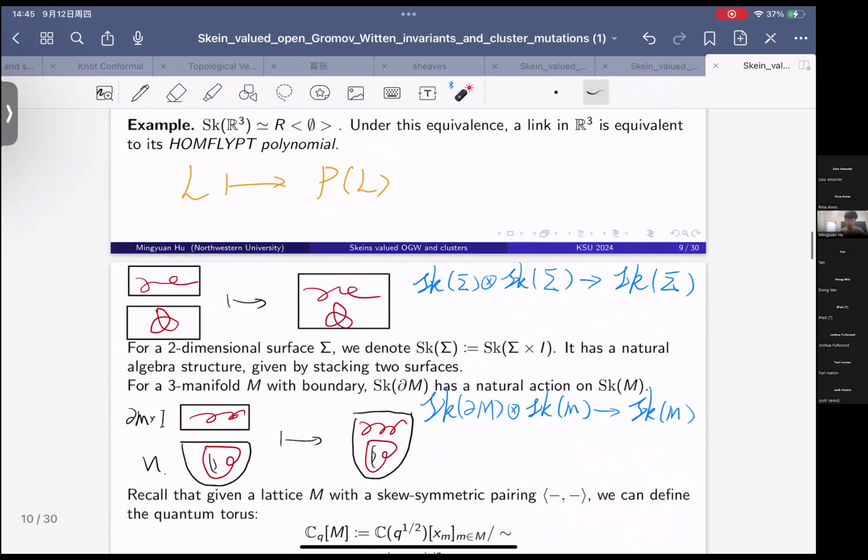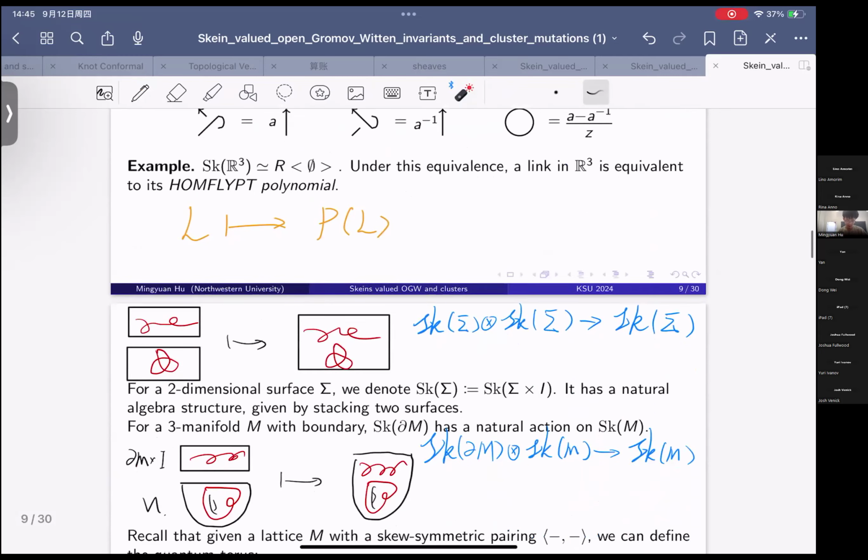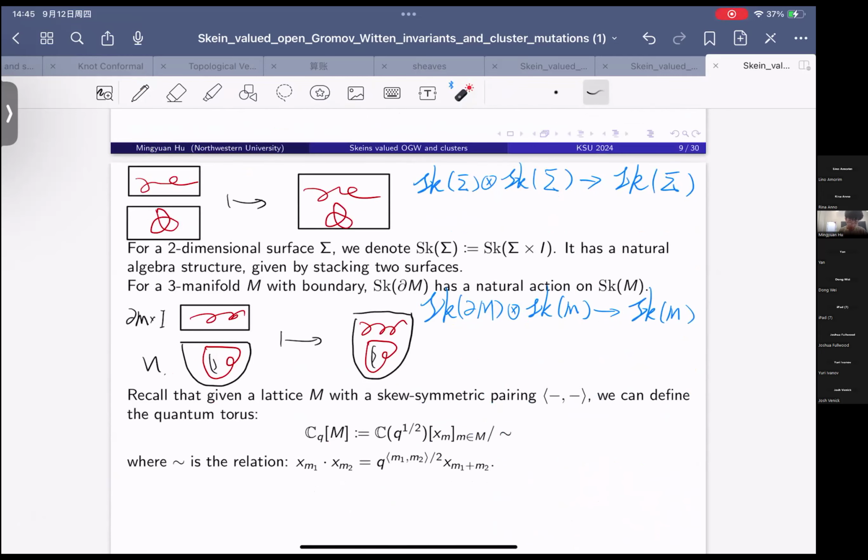Okay, and we will see more examples later. So for a surface sigma, we use the following notation. We take the skein module of sigma times I, where I is a small interval, so it's a three-manifold. So you can define the skein module.